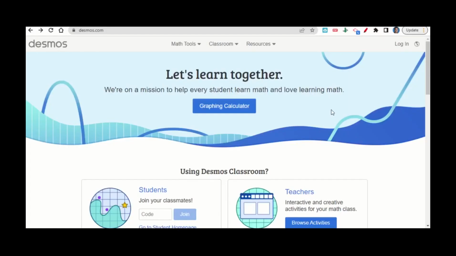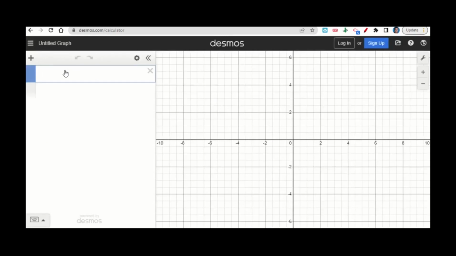Now let's take a look at how we can use Desmos to check our work when checking the location of the vertex of a quadratic. We go to Desmos.com and click on Graphing Calculator. Whether it's in standard form or vertex form, we can type it in either way to check our work. So we can type in y equals 2x squared minus 4x plus 3, and we can see the exact location of the vertex. If we click on it, it'll tell us exactly where it is: x equals 1, y equals 1.